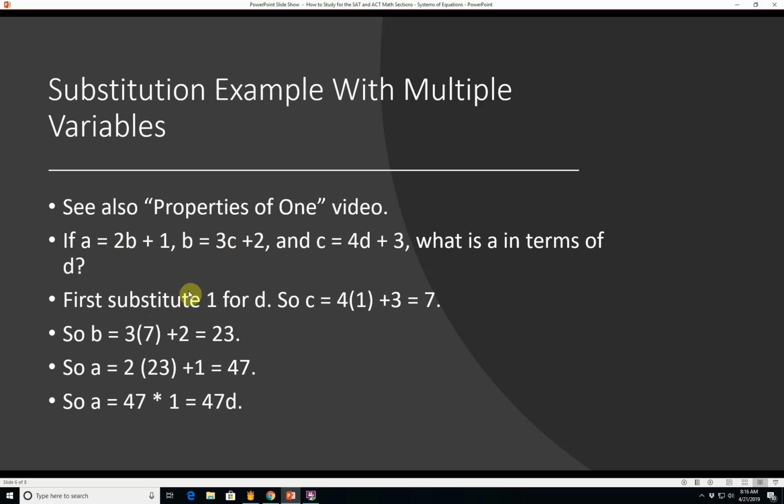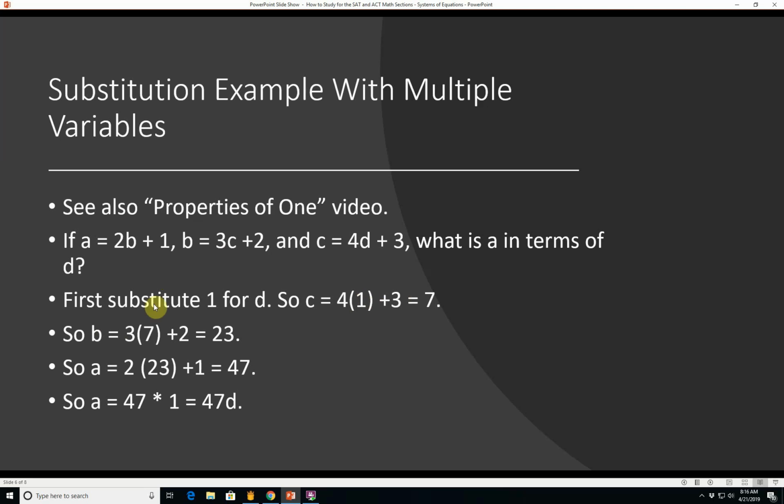Well, first you want to substitute 1 in for D. That's why it's in the Properties of 1 video. If they don't give you values for the variables, you might as well take the smallest one and just make it 1, because 1's easy to work with. So C is equal to 4 times 1 plus 3, so that's just 4 plus 3 is 7.